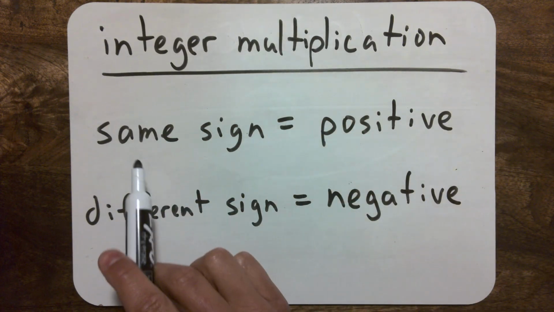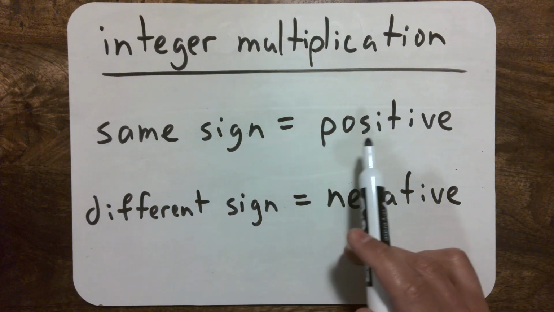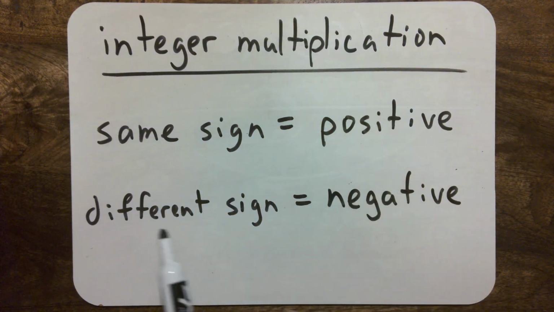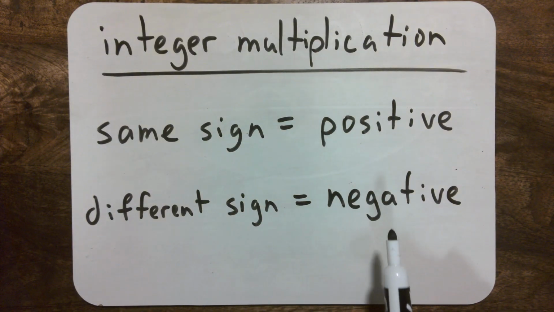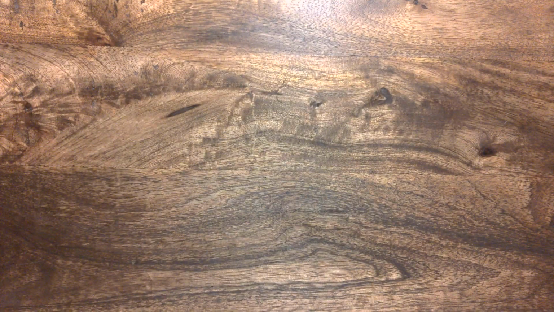The rules are: if the two multipliers have the same sign, so either both positive or both negative, our product will be positive. If our multipliers have different signs, so one negative and one positive, then our product will be negative. Okay, so we just have two different cases that we'll look at. We're going to show this.